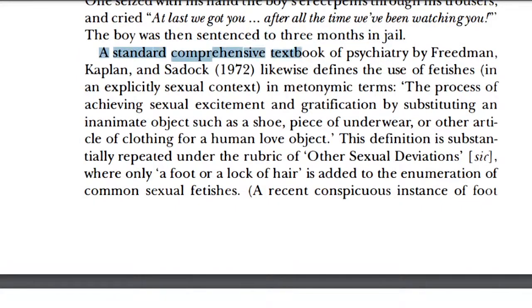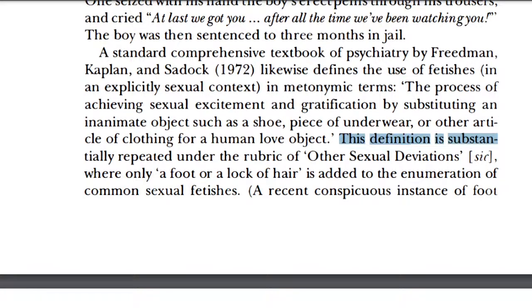A standard comprehensive textbook of psychiatry by Friedman, Kaplan, and Sadock, 1972, likewise defines the use of fetishes in explicitly sexual contexts in metonymic terms. So remember, metonymic is when we're using a word that's a name change, like hired gun for a mobster, and so on. The process of achieving sexual excitement and gratification by substituting an inanimate object such as a shoe, a piece of underwear, or other article of clothing for a human love object.